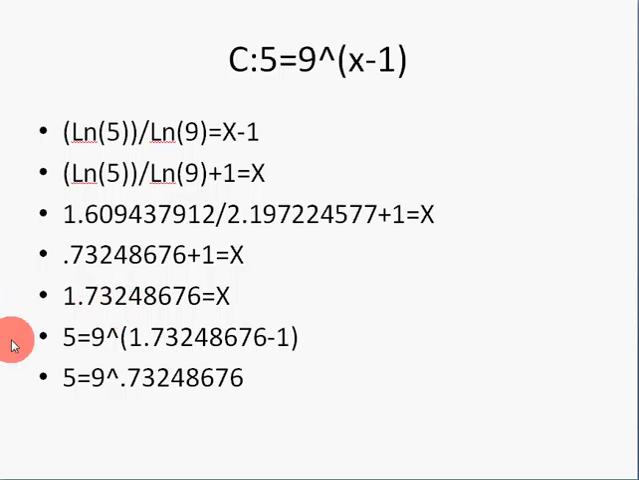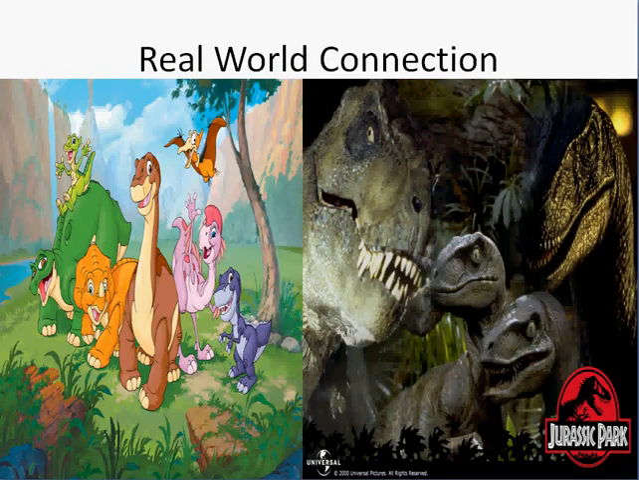Moving on to my real world connection. In the real world, natural logs, which is what we use most of the time, are observable in carbon dating. You use carbon dating when you find fossils of different animals, like right here, we have a bunch of different dinosaurs. When you find fossils for those dinosaurs, you'd have to use carbon dating and natural log to find how old they are exactly.